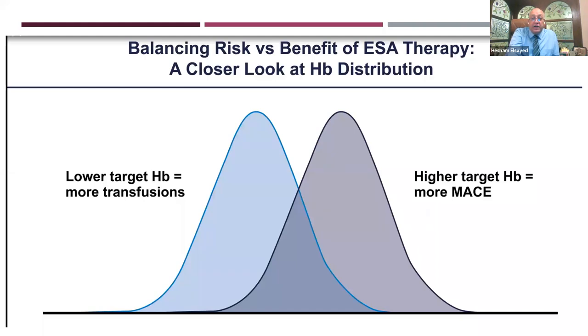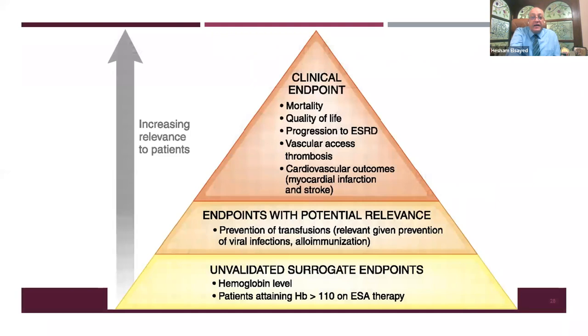The balance between hemoglobin and the treatment should be in a very narrow window, because if we go above, for example, 12 grams per deciliter, we have major adverse cardiovascular events, thrombotic manifestations, and pulmonary embolism, and if we have a lower target hemoglobin, we have more blood transfusions and impaired physical function and quality of life. So this is a very narrow gap and window between the risk and the benefit, and it's completely individualized for each patient.